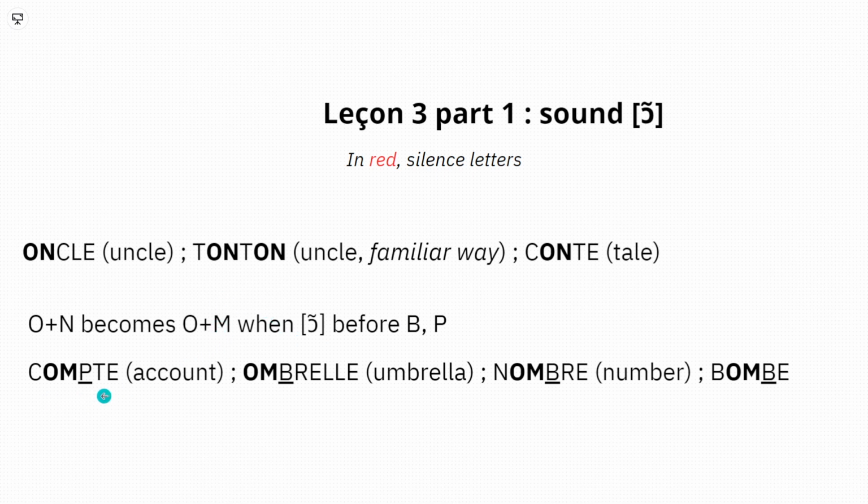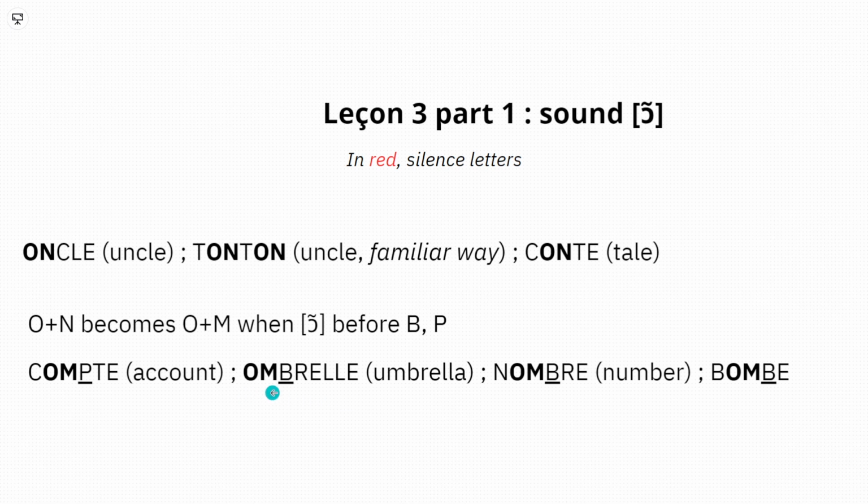You can hear the same here, conte or compte. Okay, you pronounce the same way. Okay, but of course the words are different. The first one is tale and the second one is account. So compte, there's a P here, so O+M before P. Oh, sorry, P is silent, I didn't write it, but P is silent, compte.